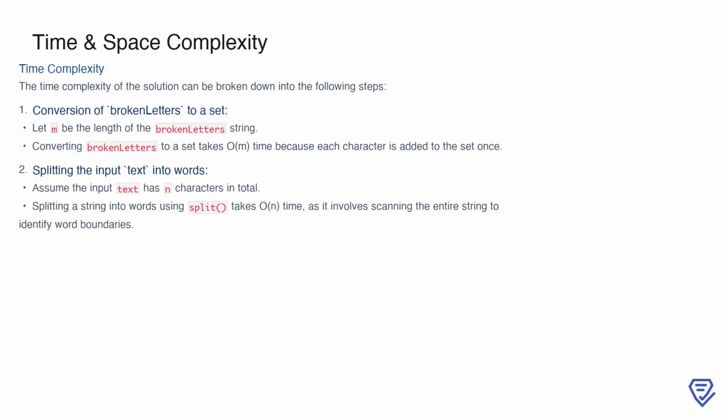Next, we move to splitting the input text into individual words. If the string text contains n characters in total, the split method scans the entire string to identify word boundaries, which also takes O(n) time. These are the initial steps contributing to the algorithm's time complexity.